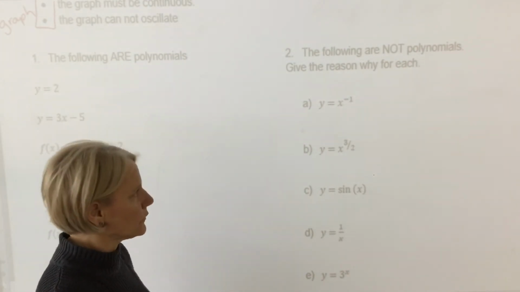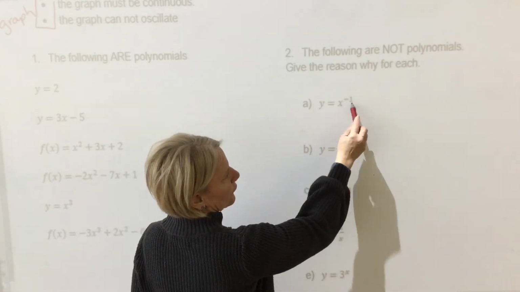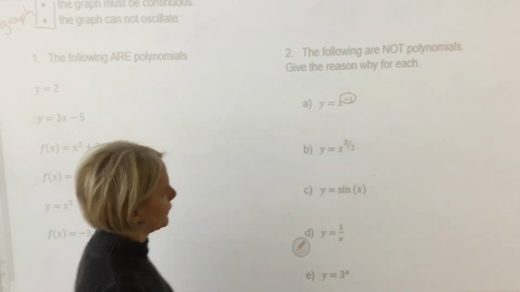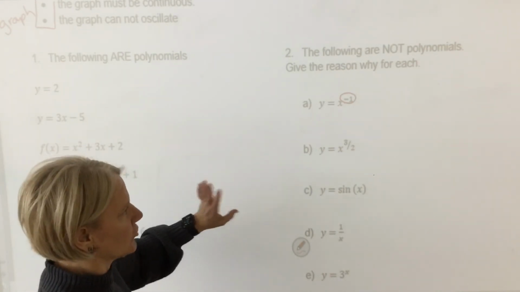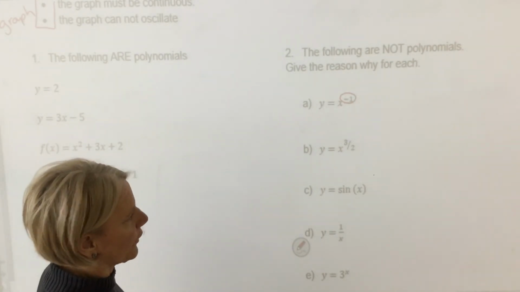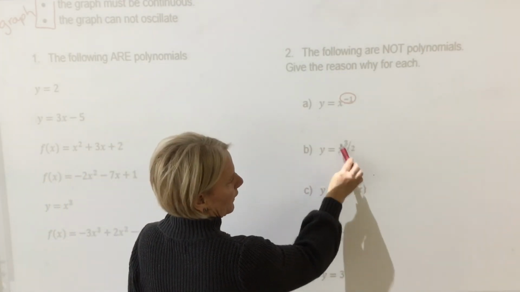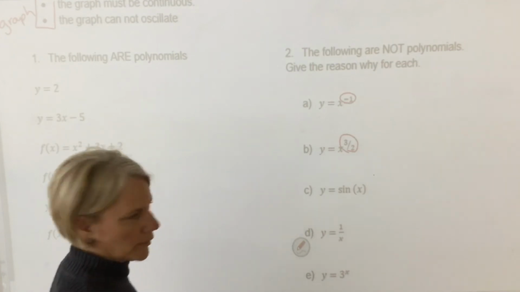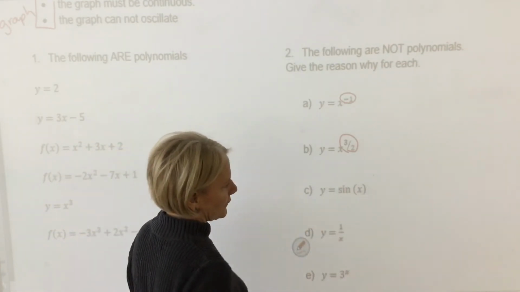Not polynomials. So the first part, A, y equals x to the negative first. You have a negative exponent, not a polynomial. It's a different type of function. It is a function, but it has its own name. It's not a polynomial. Part B, y equals x to the 3/2. You have a fractional exponent. Again, not a polynomial.